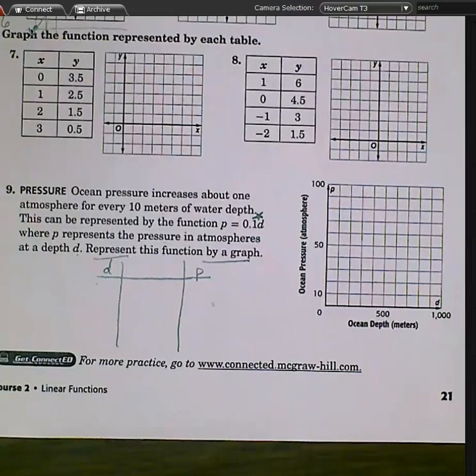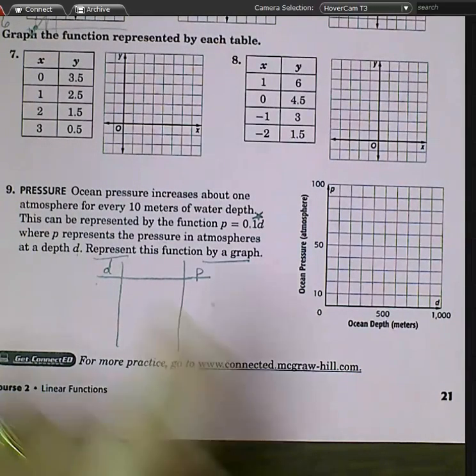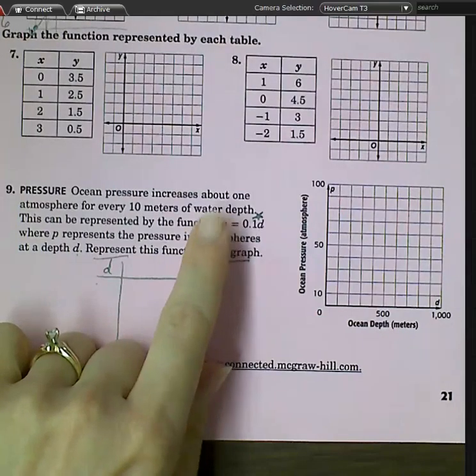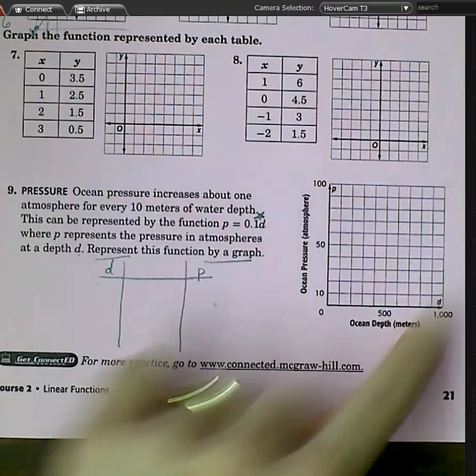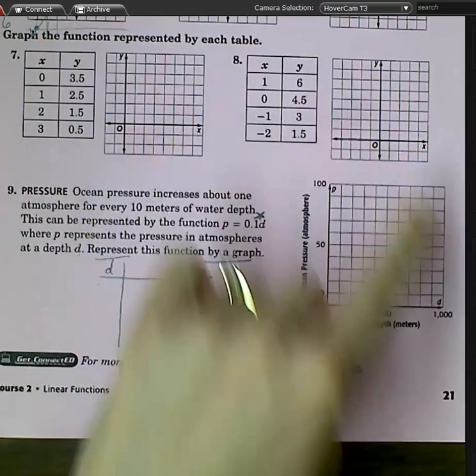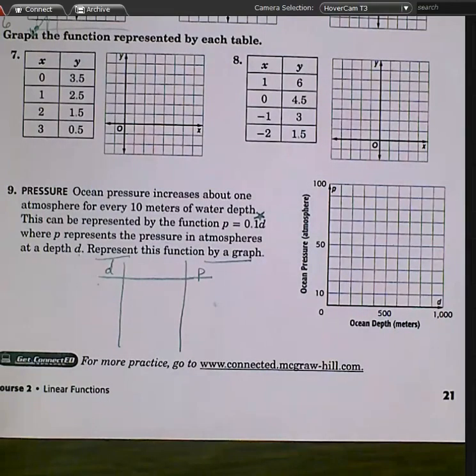So pressure is dependent. Where could I have looked if I wasn't sure? What in the problem gave me a hint that I had to have depth first because it had to be independent? Where do you see where the depth has to be independent, Emma? It says for every 10 meters of water. Oh, okay, so they started there. Tell me where else you notice a helpful hint. What do you notice on the graph? For real? What do you notice on the graph? Lindsay?